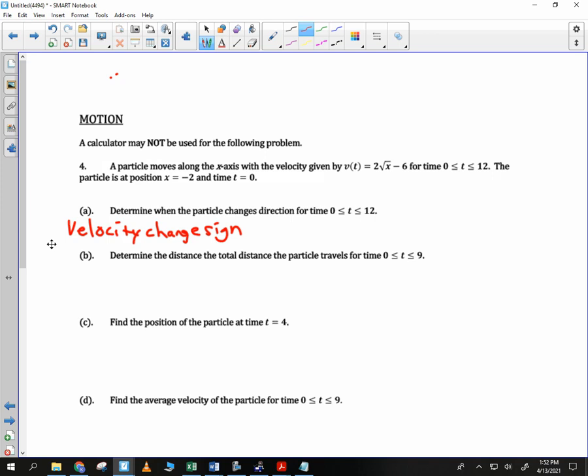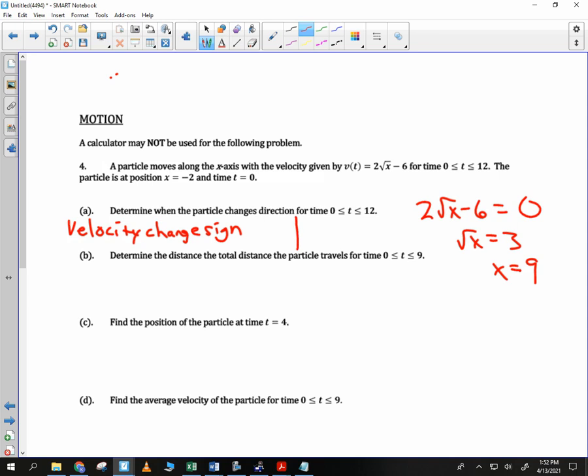So let's look at where the velocity changes sign. We have 2 roots of x minus 6. That's the velocity function. Do you know any math to figure out when this is equal to 0? Could you solve that if you saw that on the test? What would you do? Add 6, divide by 2, you get square root of x is equal to 3. Then you get x is 9. Now, you do need to show that it changes sign, so you have to show it's negative and then positive.